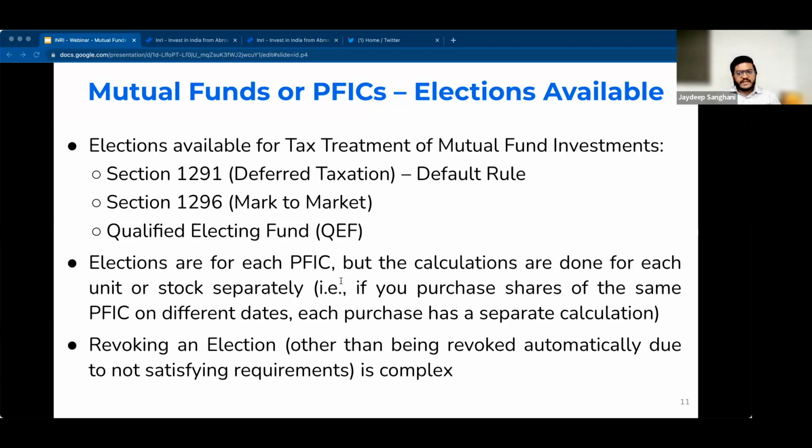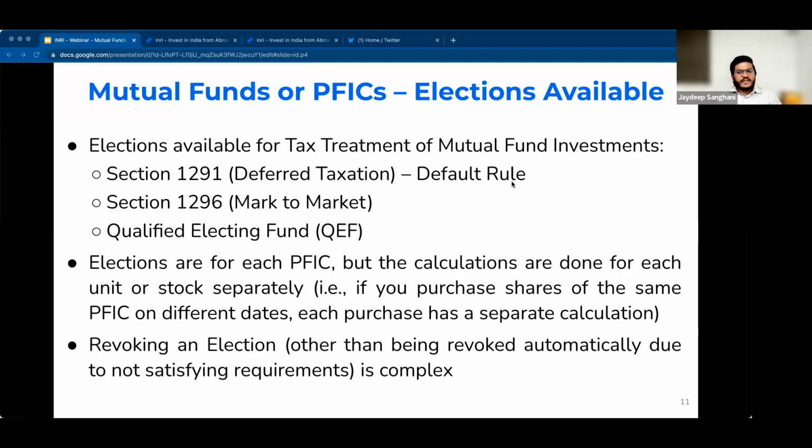So the three elections available: the first one is a Section 1291 election. It is also referred to as deferred taxation. Basically, you are paying deferred taxes under this. This is the default rule. So even if you don't make any elections, even if you don't file your Form 8621, or your 8938, or even if you don't file your tax return at all, this is the default election. So if you don't do anything, this is the section under which you will pay your taxes.